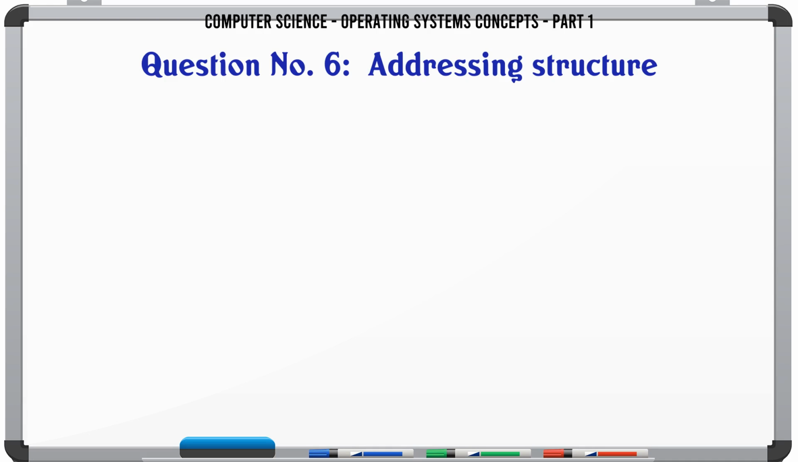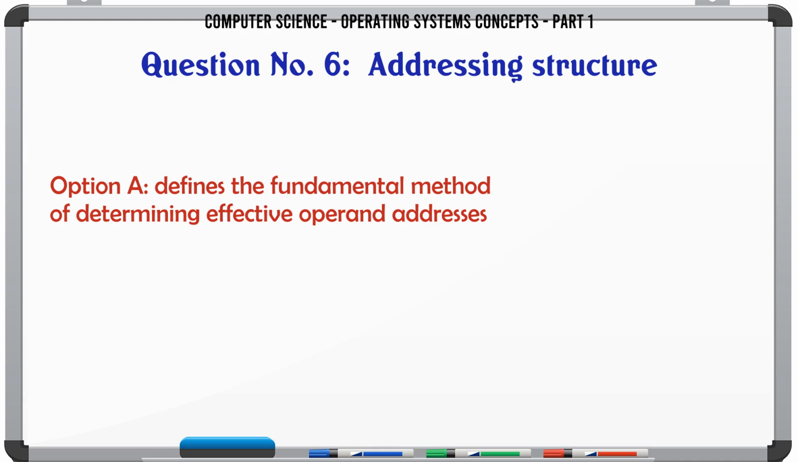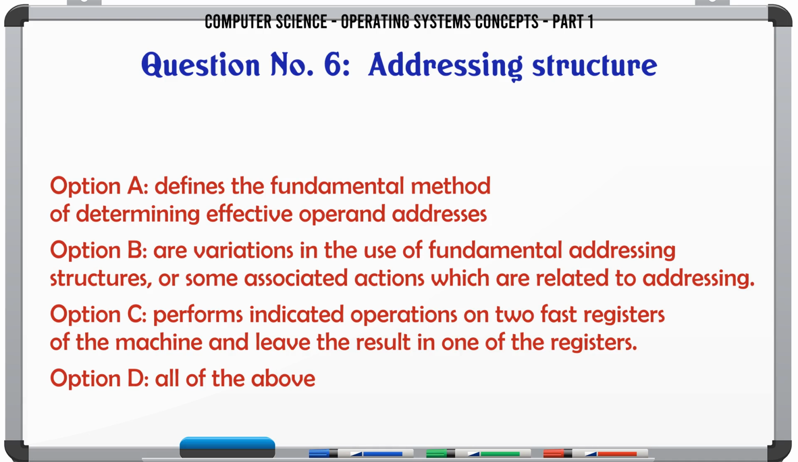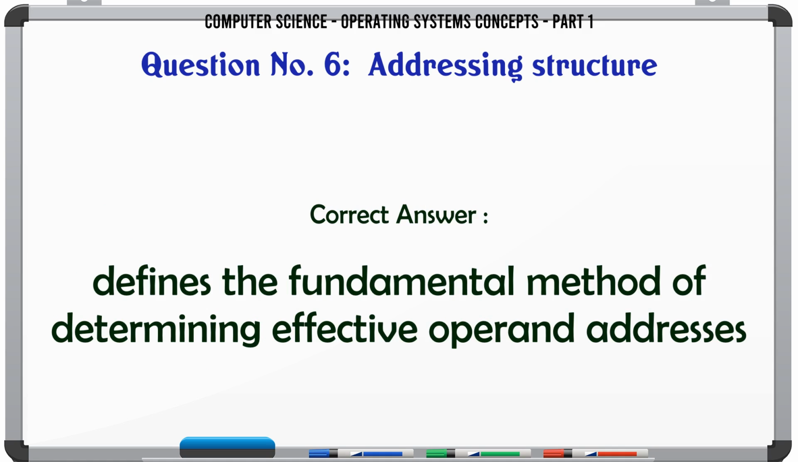Addressing structure: A. Defines the fundamental method of determining effective operand addresses. B. Are variations in the use of fundamental addressing structures or some associated actions which are related to addressing. C. Performs indicated operations on two fast registers of the machine and leaves the result in one of the registers. D. All of the above. The correct answer is defines the fundamental method of determining effective operand addresses.